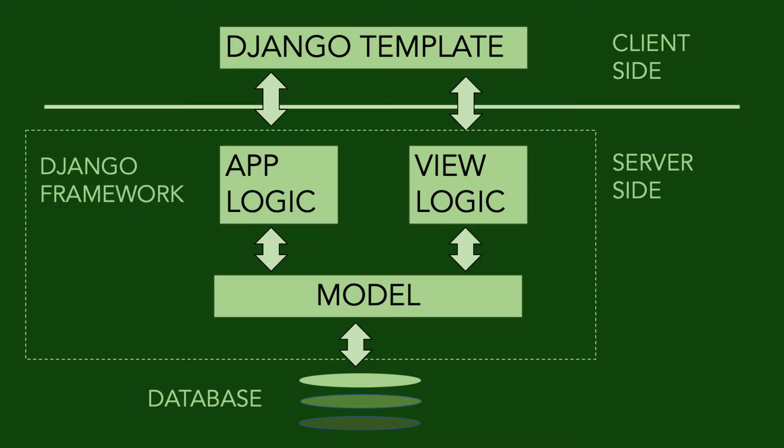The Django framework is made up of the app logic, view logic, and model. The view encapsulates the logic responsible for processing a user's request and for returning the response. The model is responsible for structuring and manipulating the data of your web application. This data is stored in a database.